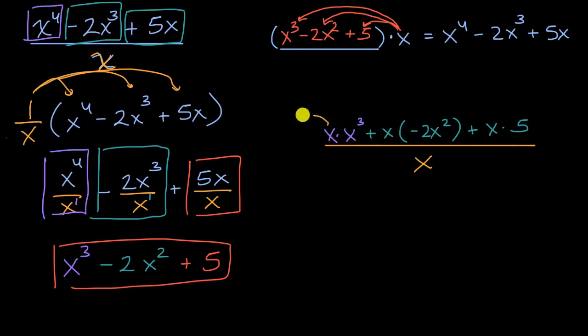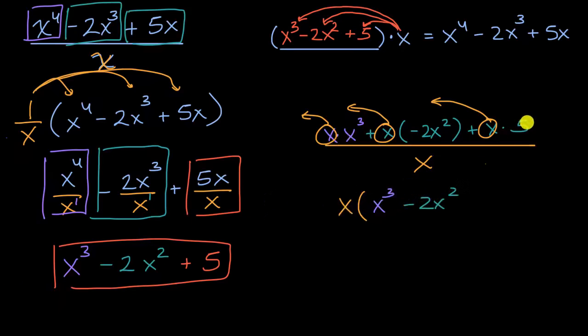So I sometimes think of factoring out an x out of the whole thing as reverse distributive property. So if I factor out this x out of every term, what am I left with? I'm left with an x times x to the third minus 2x squared plus 5, and then all of that is divided by x. And as long as x does not equal 0, x divided by x is going to be equal to 1, and we're left with what we had to begin with, or the answer that we had to begin with.